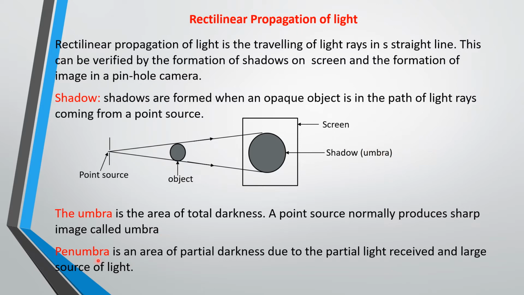Then penumbra. Penumbra is an area of partial darkness due to the partial light received and large source of light. So sometimes, if the source of light is large, you'll find out that outside this thick shadow, there's another shadow that is not as thick as this one. That shadow that is not as thick as this one is what is known as penumbra. Okay, that's what is known as penumbra.